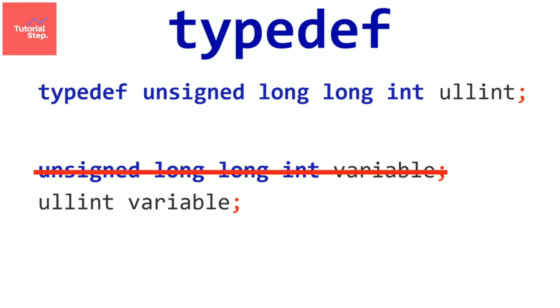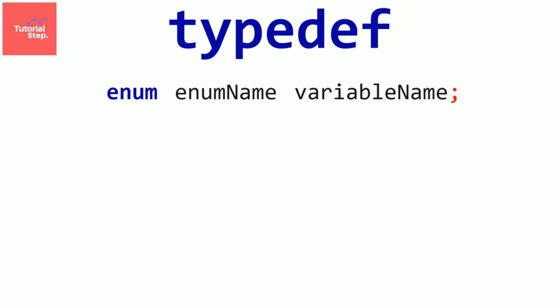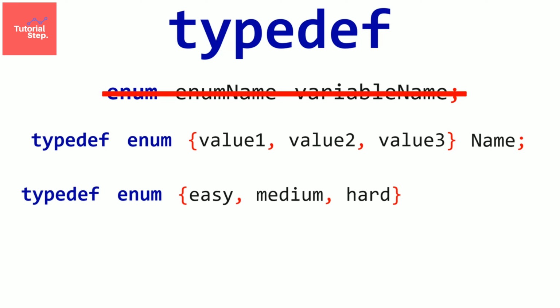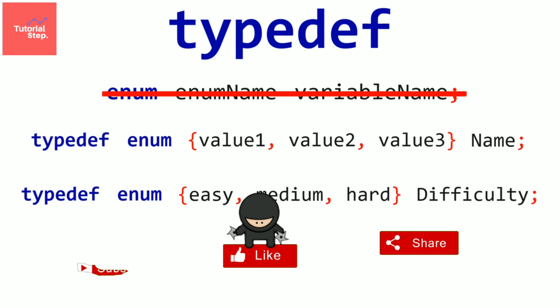We can also use typedef with enum. If you remember, to declare a variable of a type we created with enum, we had to write the keyword enum, then the data type name, then the variable name. We can avoid having to write enum at the beginning by using typedef. So for that, we have the keyword typedef, then the keyword enum, then the set of possible values, then the data type name. If we do it with our enum example of Difficulty, we write typedef, then enum, then the set of possible values, which are easy, medium, and hard, then the data type name, which is Difficulty. The name comes at the end this time, don't forget.